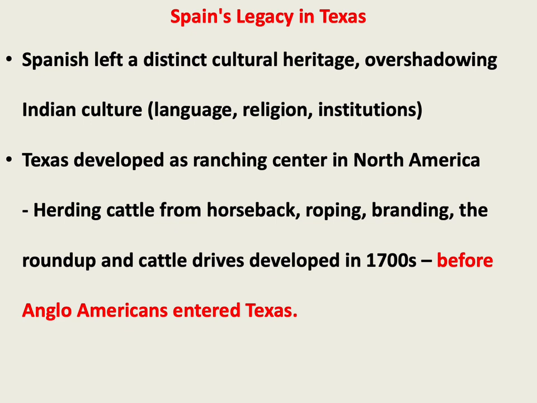The language, Spanish, of course. The religion, Roman Catholics. Many of the institutions, and one of the institutions was Texas became a ranching center in North America. You had the tradition, while Spain controlled Texas, long before any Anglo-Americans set foot in Texas, of herding cattle from horseback, using saddles on horses, using ropes to rope them, to control them, the branding, the roundups, and even the famous cattle drives. Those all started in the 1700s, again, before any Anglo-Americans really entered Texas.